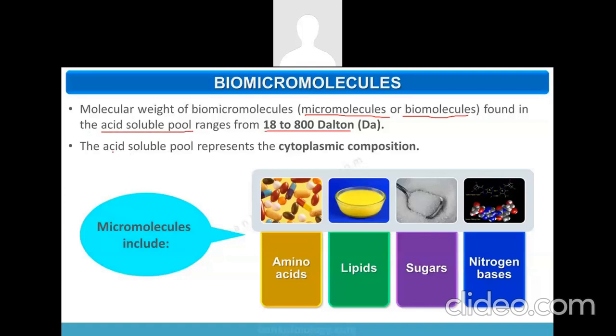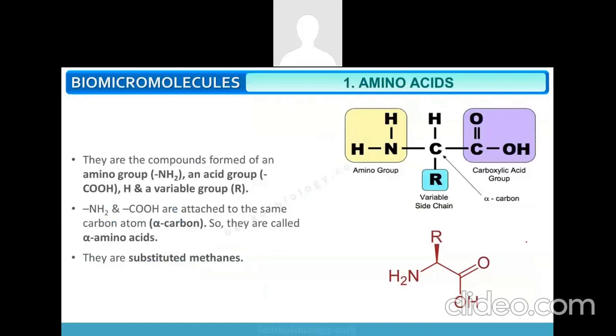And this acid soluble pool basically represents all the cytoplasmic compositions, which means all the components, the organelles or the chemicals that are present in the cytoplasm of a cell are the biomicromolecules. So the biomicromolecules, or simply the micromolecules, include amino acids, lipids, sugars, and nitrogen bases. We'll start with amino acids.